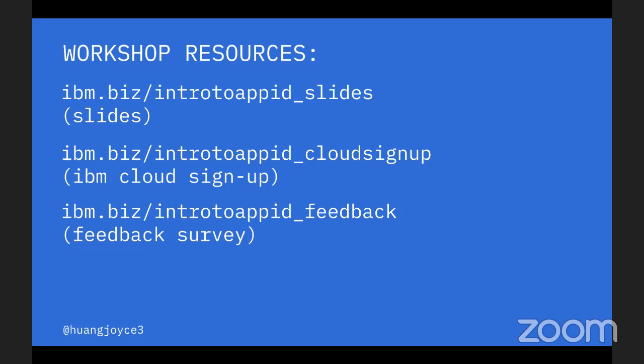And then the workshop resources, what are those? Are those downloads? These are links. The first link, if you put it in your browser, will take you to a read-only version of the Google Slides, so you can follow along with the presentation that we showed throughout the workshop. The second one is a link to sign up for an IBM Cloud account if you don't already have one. And the third one is just the feedback survey for the workshop.